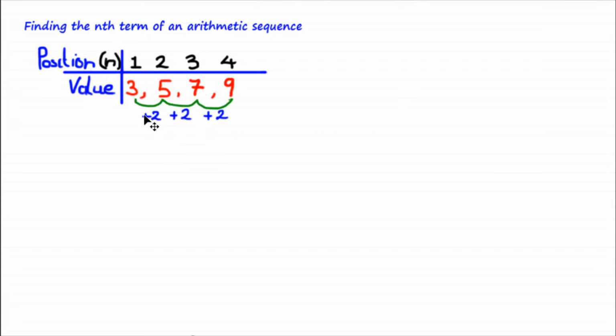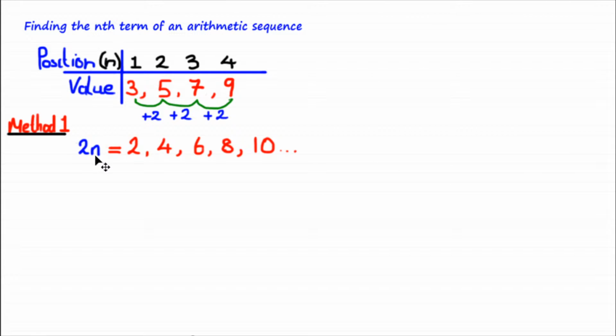Because these terms are going up in twos, we can make a guess that the formula for the nth term is going to be 2n. If it was 2n, this is how it would look: 2, 4, 6, 8, 10, etc. for different values of n. You then have to adjust this because it's not the sequence we're looking for. This is the sequence we're looking for, so you have to see how we can get there.